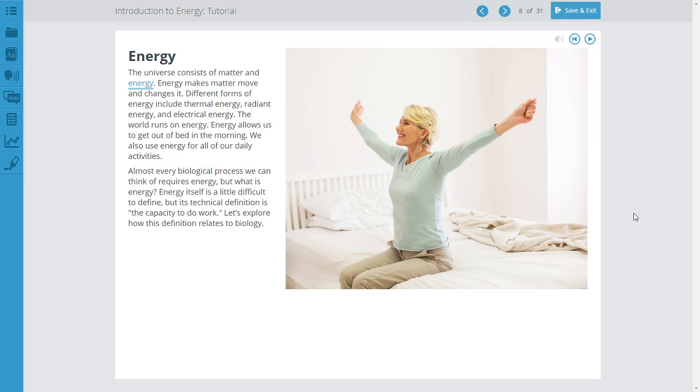Energy allows us to get out of bed in the morning, and we also use energy for all of our daily activities. And by the way, we get all of our energy from the foods that we consume. We are what's called heterotrophs. And this creates an interesting process about how do we get energy, because what do we eat and where does its energy come from? Is a very good question. Almost every biological process we can think of requires energy. But what is energy? Energy itself is a little difficult to define, but its technical definition is the ability or the capacity to do work.